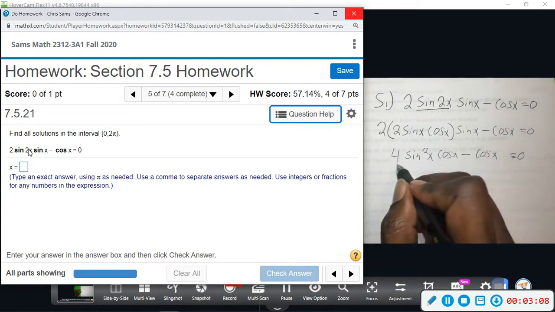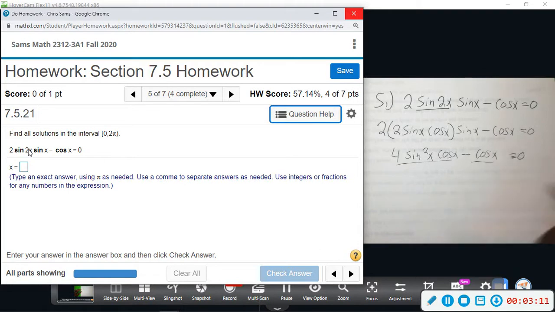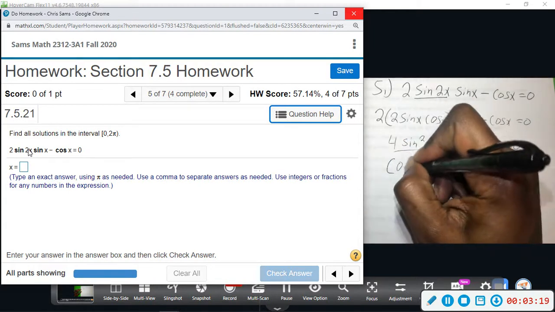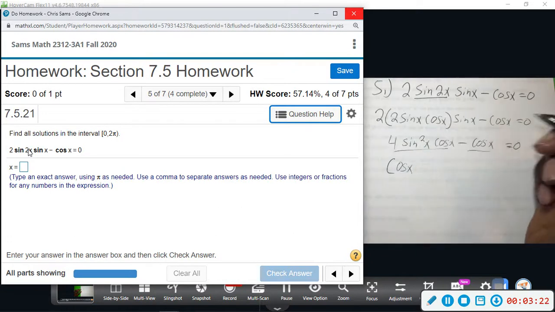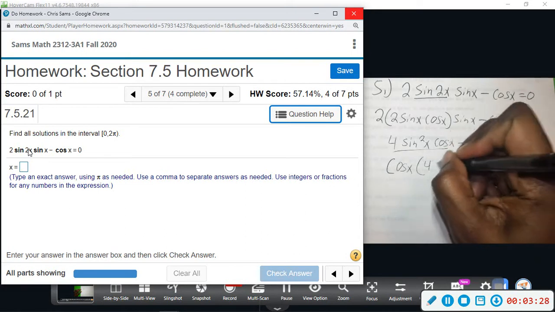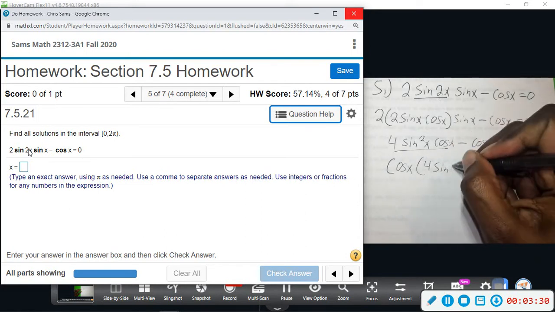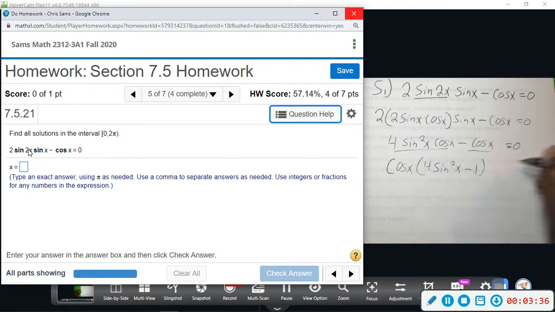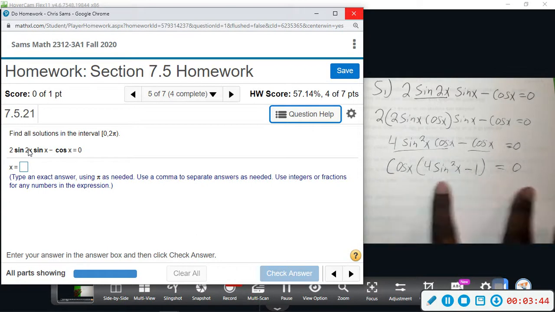Now if we look at these two terms individually, they both have cosine in common, so I'm going to factor out a cosine. So cosine x will come out, and in parentheses we will have 4 sine squared x minus 1 is equal to 0. And so now that we have this in factor form, we just set each of these terms equal to 0 separately and then solve.